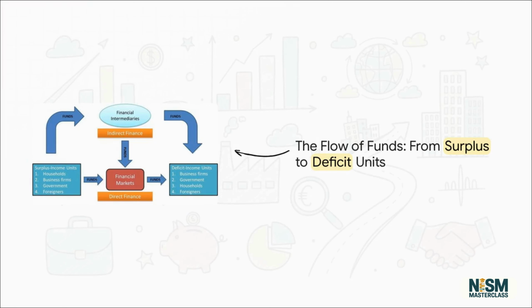To really understand this, we have to map out how funds actually flow, because that is the entire purpose of the financial market. On one side, we have surplus income units. Think of households or highly profitable businesses that just have idle savings sitting around. On the other side, we have deficit income units. These are your governments and businesses that desperately need that capital to grow. The securities market is literally the crucial bridge connecting the two.